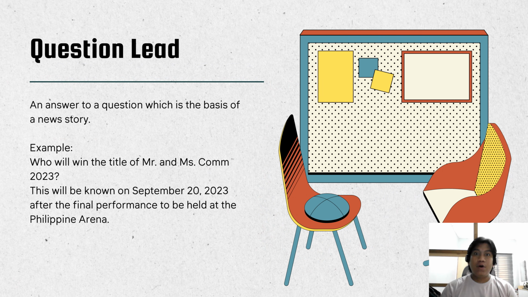The first type of delayed lead that we are going to discuss is the question lead, an answer to a question which is the basis of a news story. Here is an example. Who will win the title of Mr. and Miss Com 2023? This will be known on September 20, 2023 after the final performance to be held at the Philippine Arena.